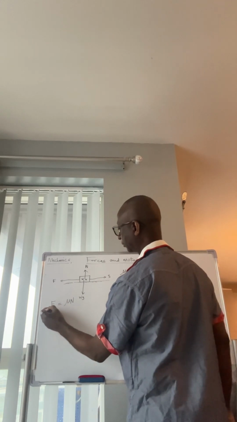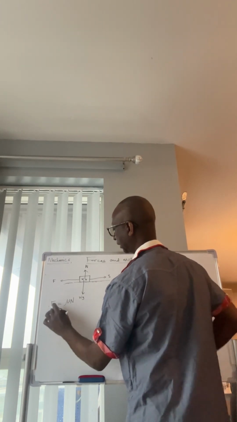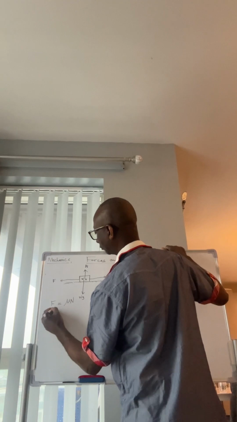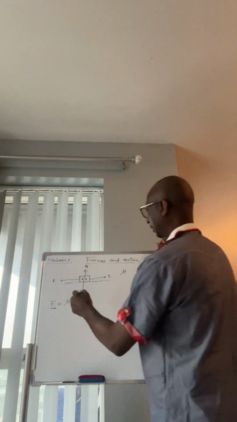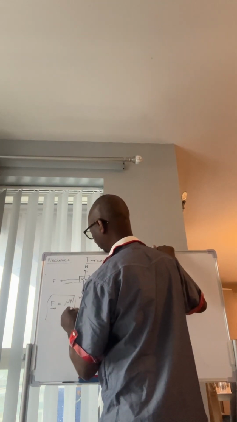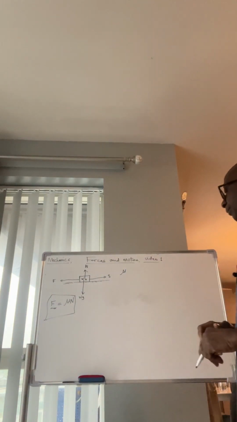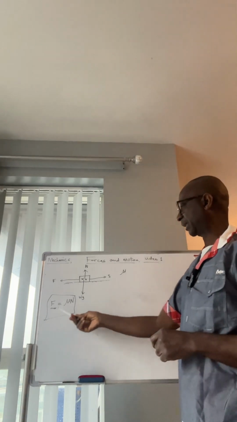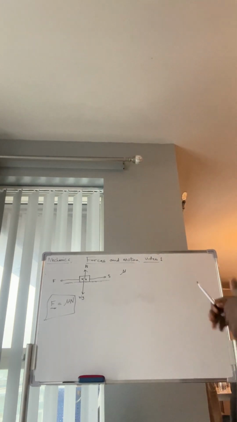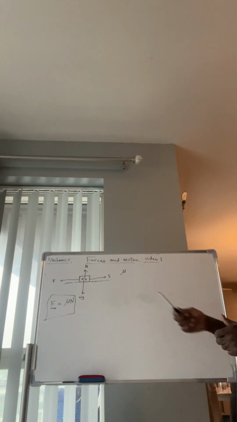This has to be the maximum value. So this is what you get. Keep this equation in mind. The frictional force is equal to the coefficient of friction times the normal force. That's the same as F max. Just keep it in mind. We shall be using it a lot later on.